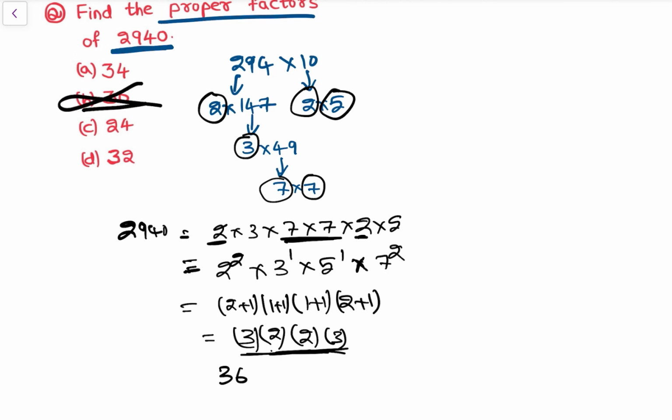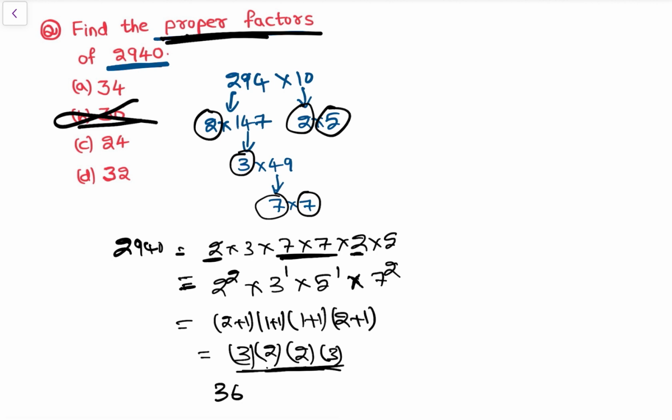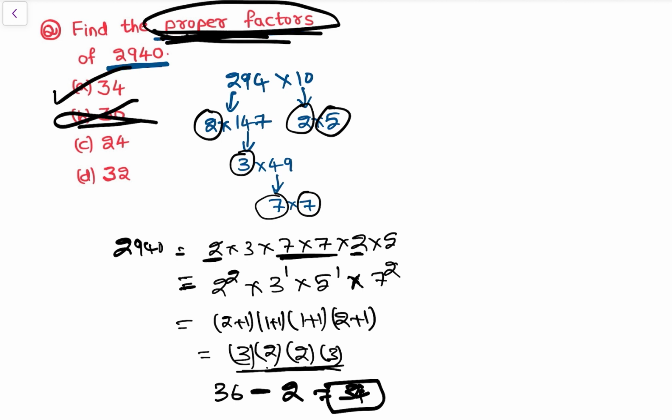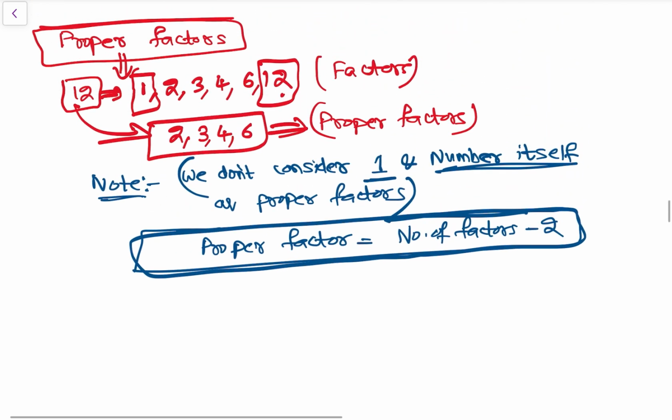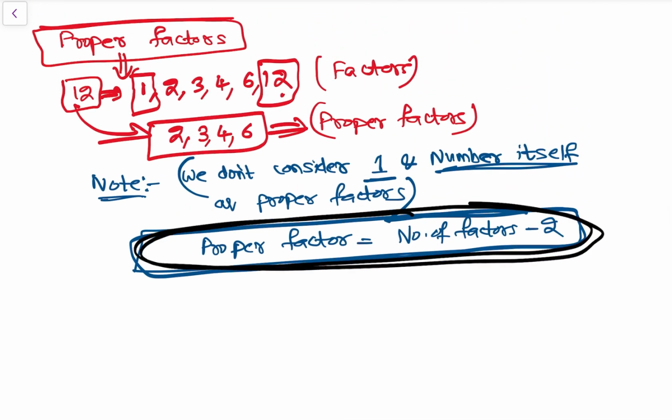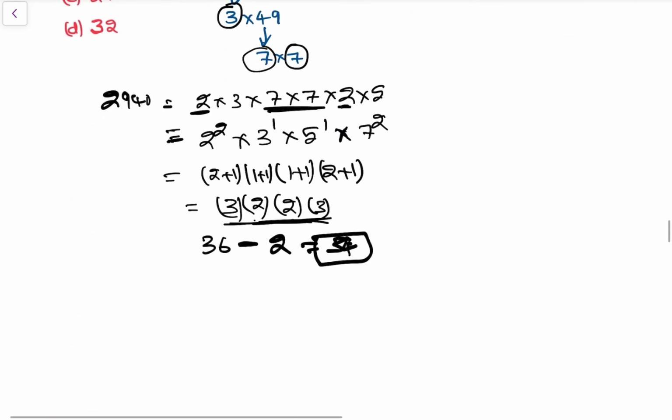No, 36 is not the answer because we need to find proper factors. Proper factor is equal to number of factors minus 2, that is 34 is the answer. So proper factors are, we don't take 1 and number itself. So 1 comma 2940 we don't take. So बाकी बचा हुआ नंबर से बीच में वो 34 numbers होगा. So in proper factors we don't take 1 and itself, we take all other factors.